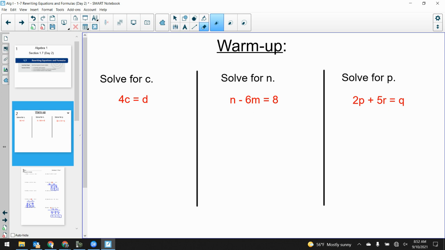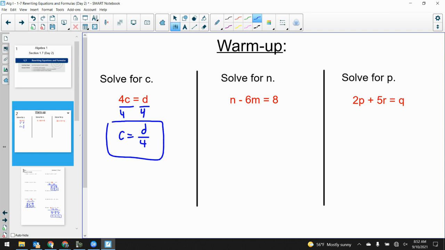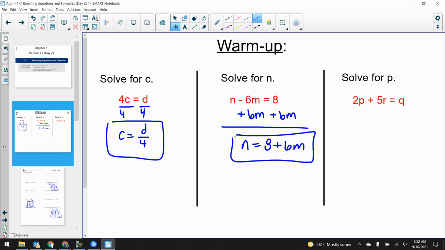If I want to solve for c, all I need to do is just divide by 4 over to the other side. So c is equal to d over 4. The second one here, n minus 6m is equal to 8. All I need to do is just add the 6m over to the other side. 8 plus 6m. The one operation ones are usually a little bit easier. It's the third one here that's a little bit more difficult.